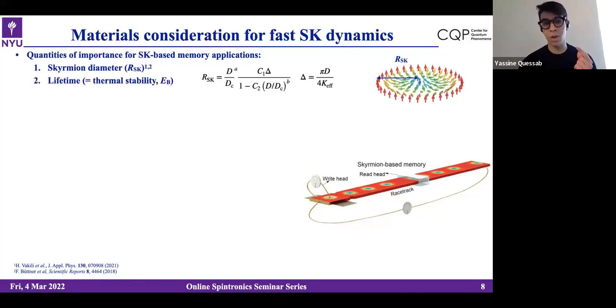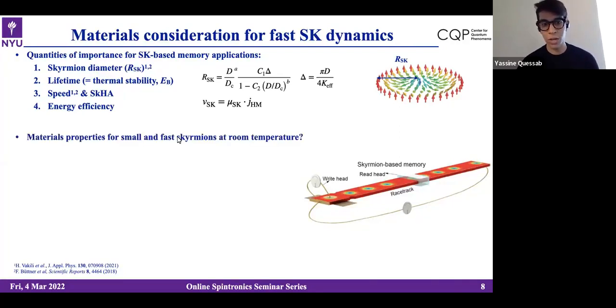Then we have the lifetime, which determines the data retention of the device, and that is related to the thermal stability and energy barrier of the skyrmion. Then the speed and the skyrmion Hall angle, which I've already talked about, and then the energy efficiency, which means how much power the device uses to encode information using skyrmions. So the question is, how can we have small and fast skyrmions at room temperature, and what are the different material properties to play with for that purpose?